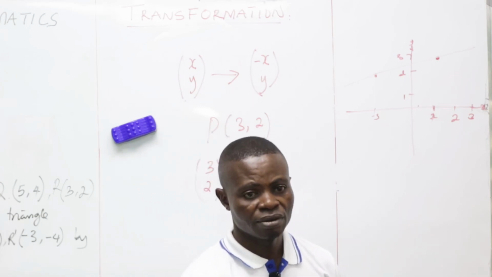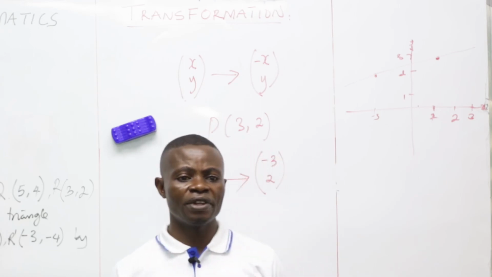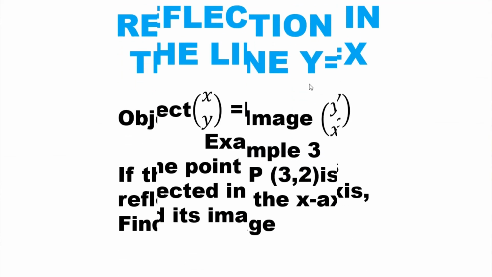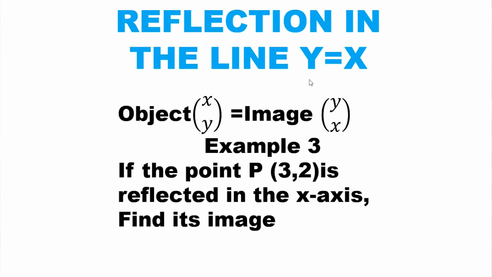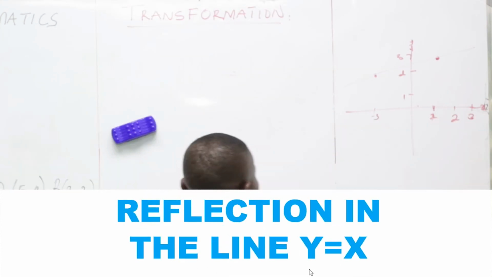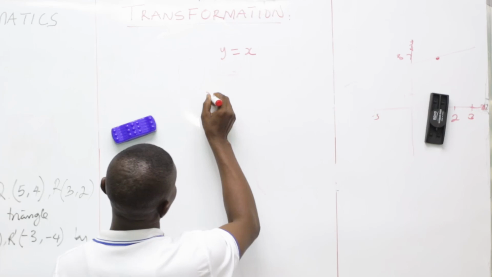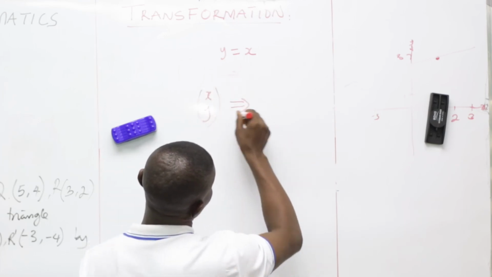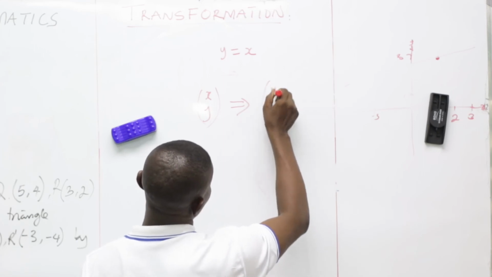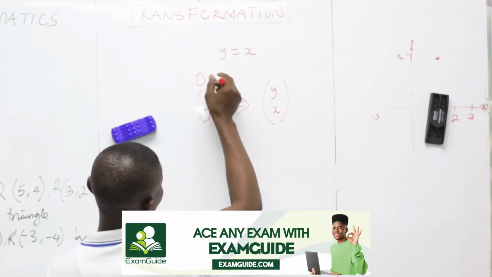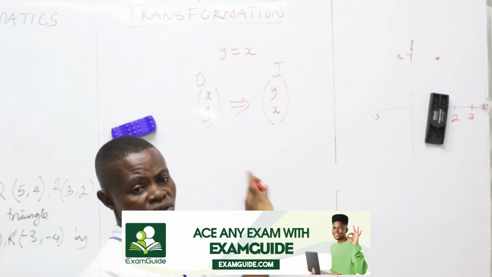Let's look at another one. When the reflection is in the line Y equals X, meaning the position of X becomes the position of Y, while the position of Y becomes the position of X, as the image of the object when the reflection is in the line Y equals X. In the line Y equals X, the object (X, Y) has the image (Y, X). So this is just the formula.